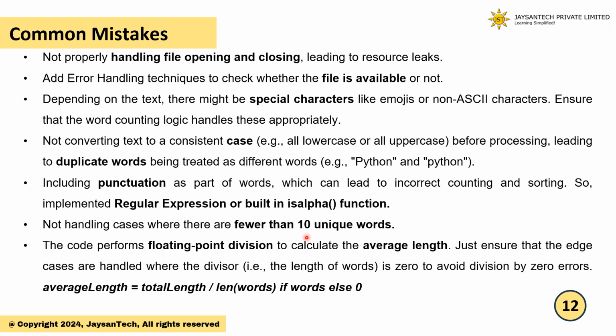Then finally, for the last task, it is performing floating point division. In case your word list is empty, if your file is an empty file, what will happen? We will get a zero division error when we try to divide by the length of the words. So that is an edge case. It has to be handled in this way. Average length is equal to total length divided by length of words, if words has any positive value, else update it as 0. Don't go for the zero division error; like that we are instructing the compiler.